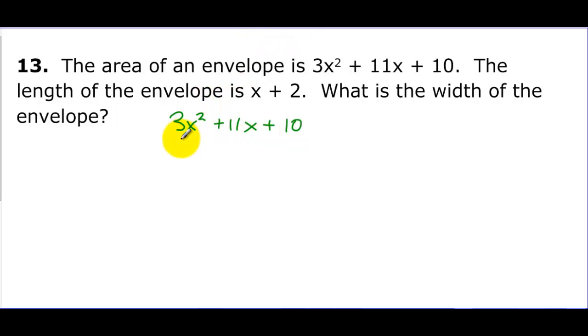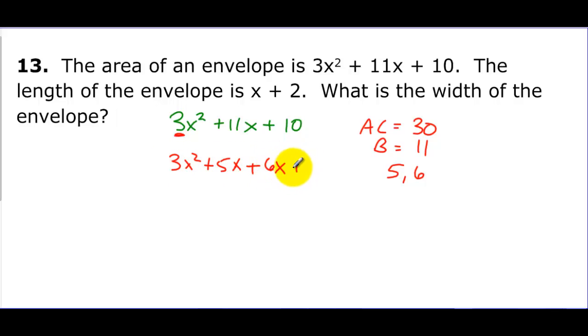Well, again, I'm looking at the trinomial expression, and I'm looking at a number here, which means I have to use AC factoring. So I'm going to come off to the side, AC. A times C is 30. B is 11. And I need to think of numbers that multiply to 30 and add up to 11. Well, that's going to be 5 and 6. Okay? So I'm going to break this up into two parts. And that's going to look like 3x squared plus 5x plus 6x plus 10. Right? So I just took 11, I split it up into 5 and 6.